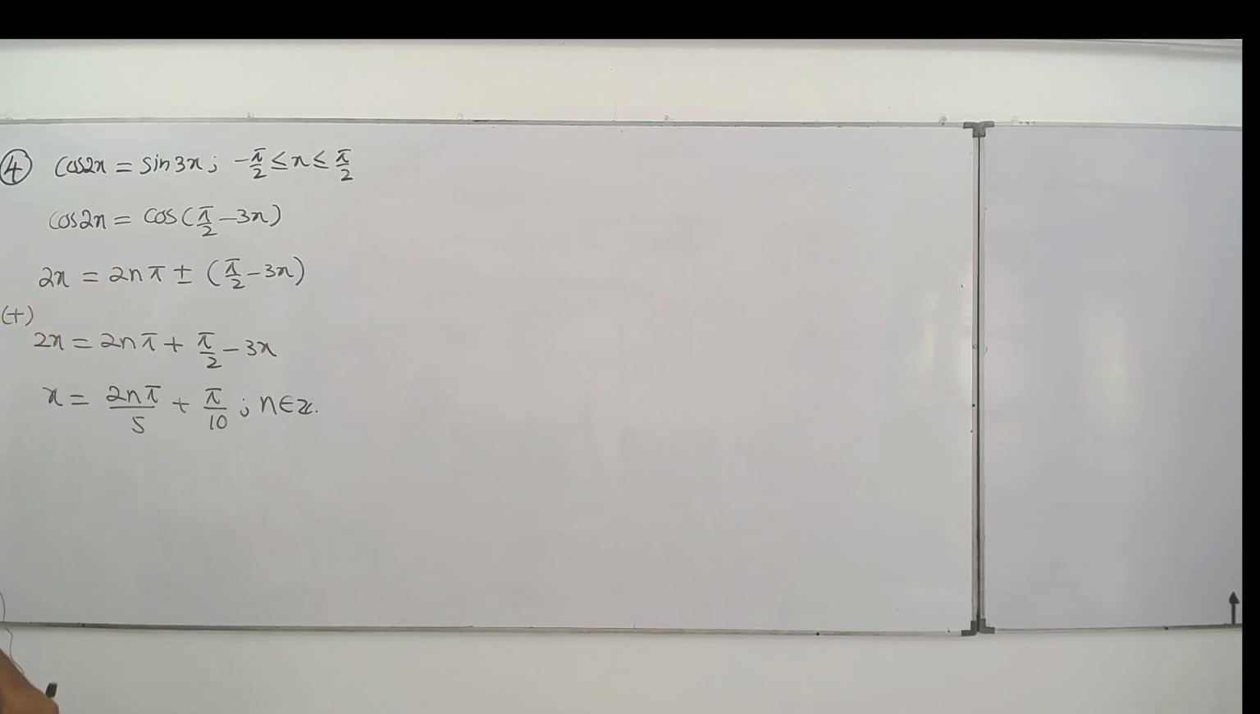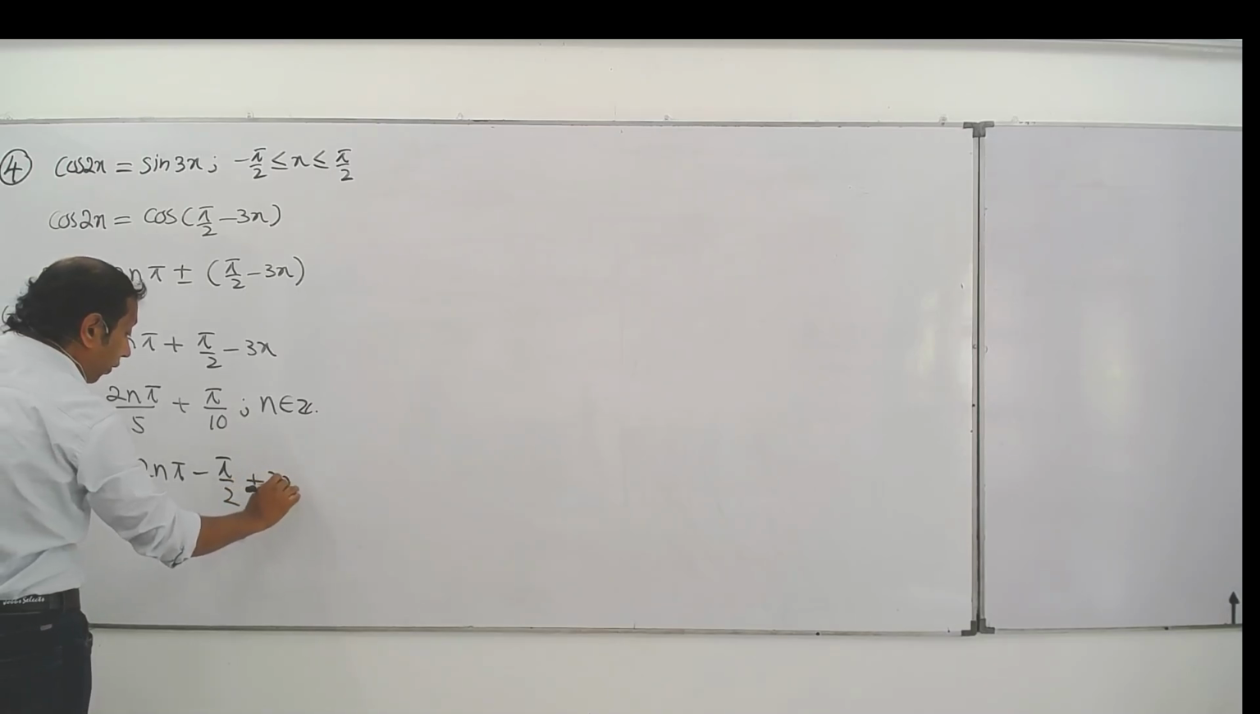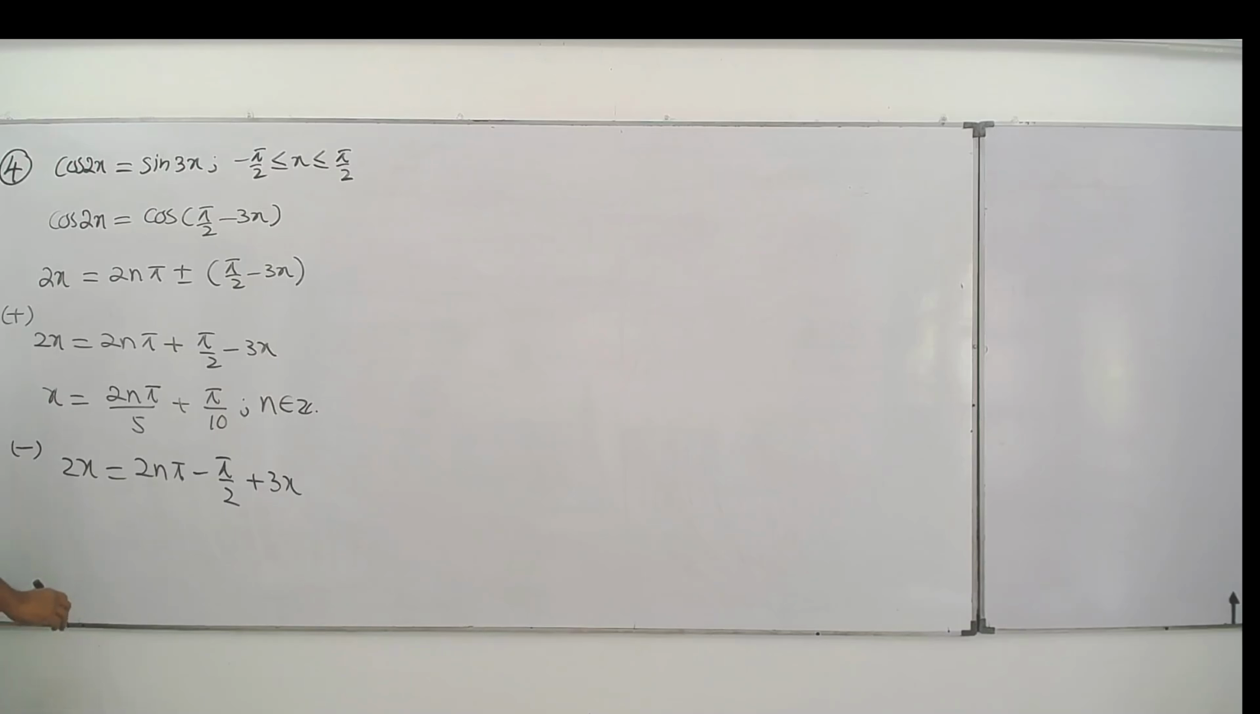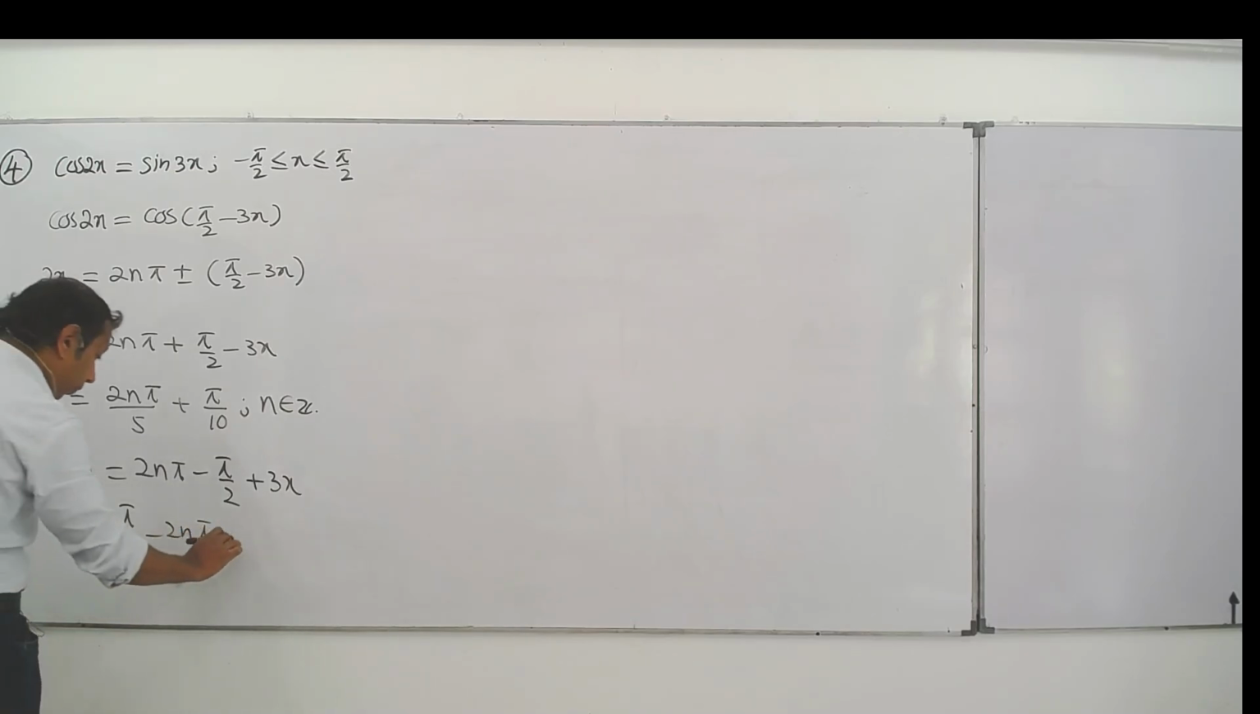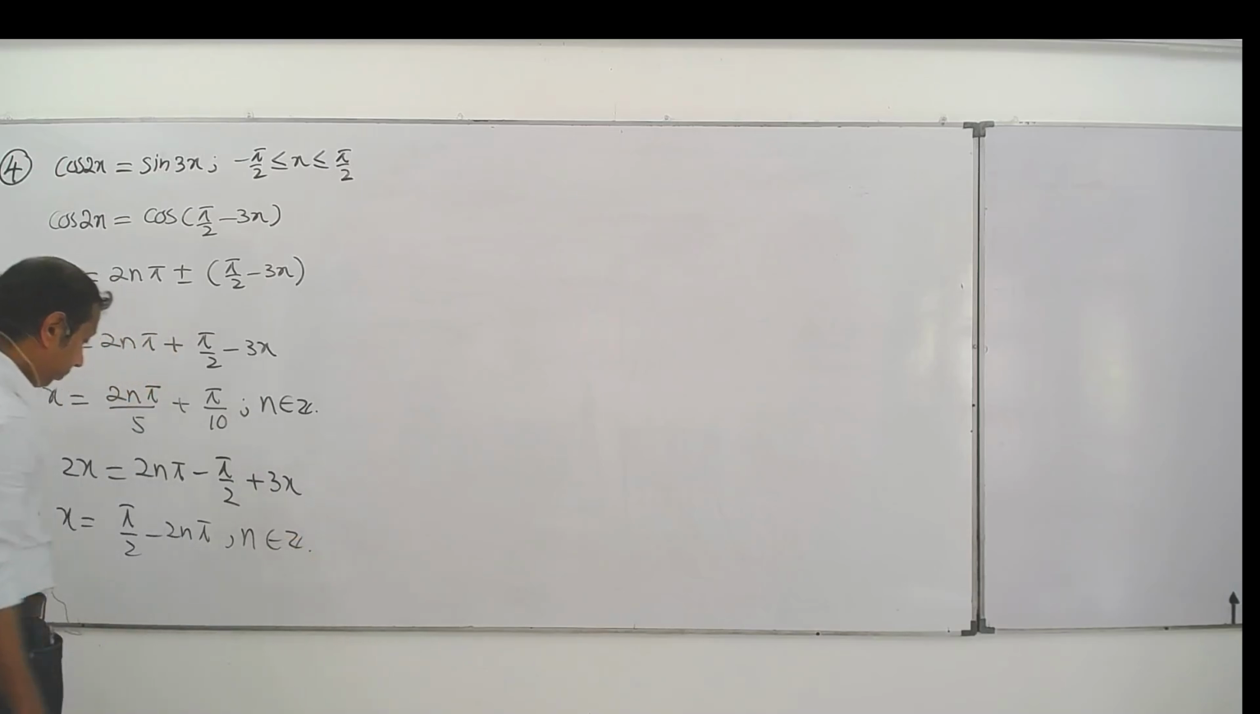Now take the minus sign and find another solution. We will take the minus sign: 2x is equal to 2n pi minus (pi by 2 minus 3x), right? Then I can take this 2x to the right hand side, these two terms to the left hand side. Then we get x equals pi by 2 minus 2n pi. Here also n is an integer, right?